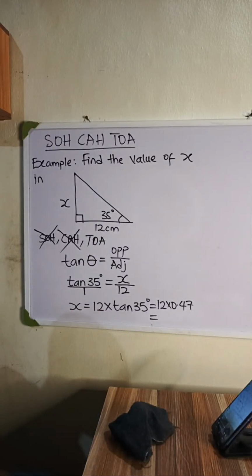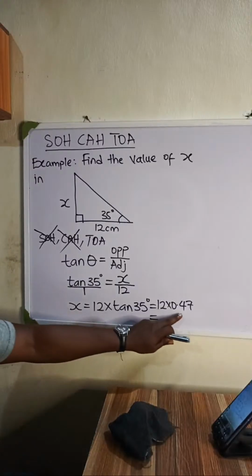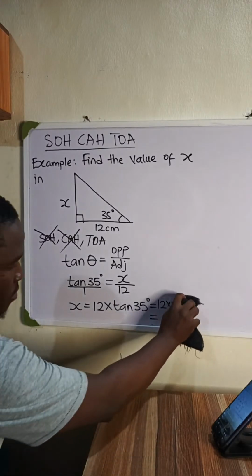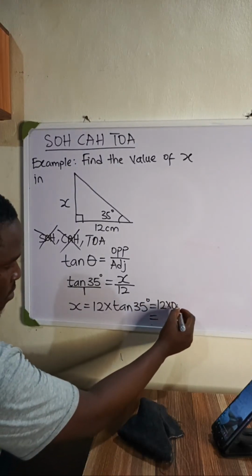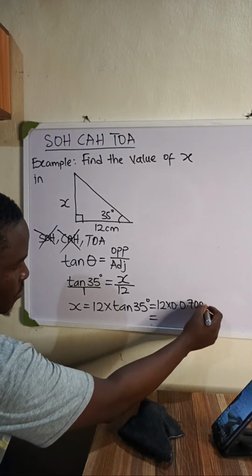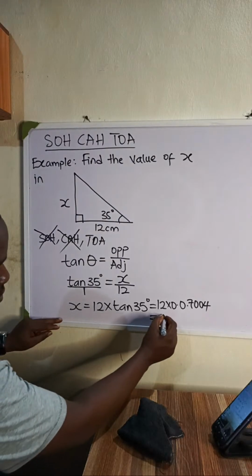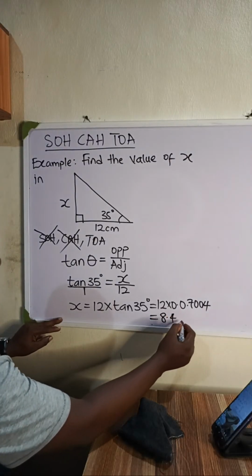I don't think that's correct. So that means 0.47 is not correct. 0.7004. Okay. So we multiply that by 12. 12 times 0.7004, and that gives us 8.4. So we have 8.4 centimeter.